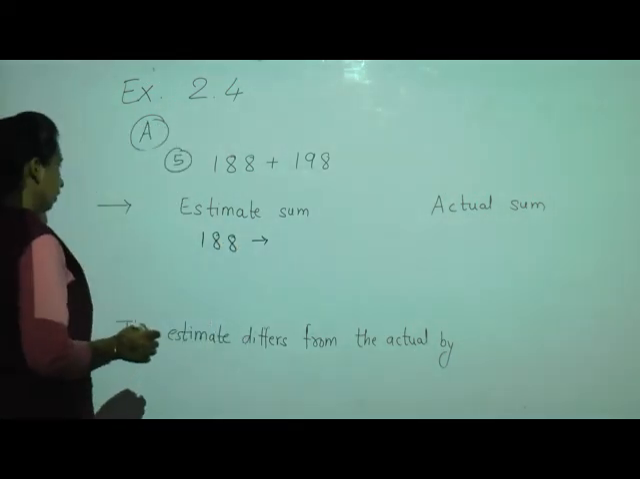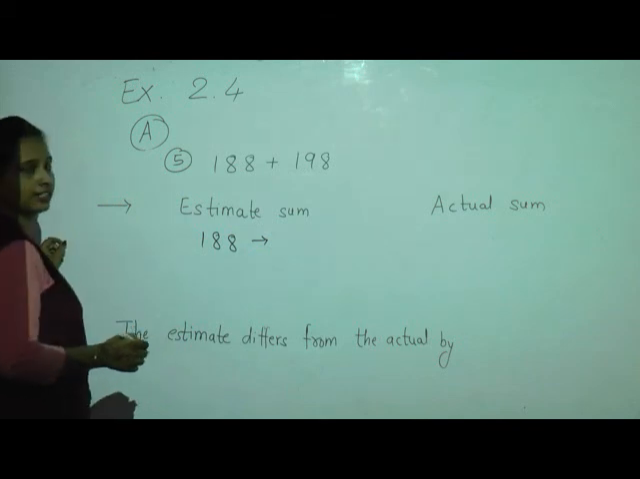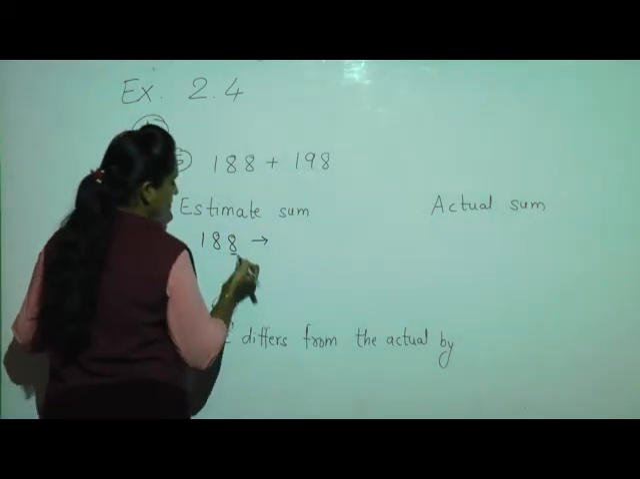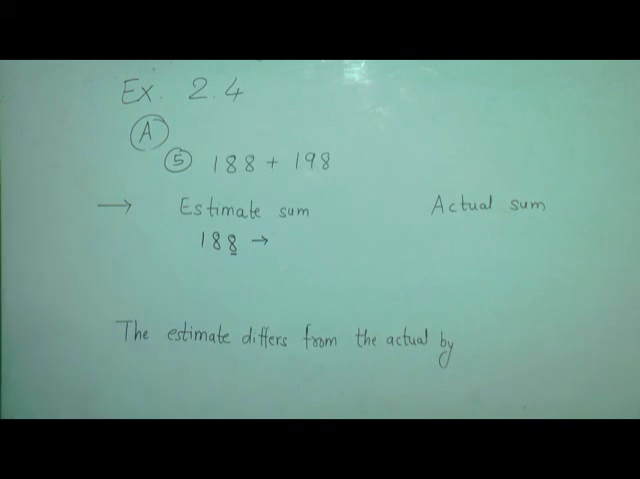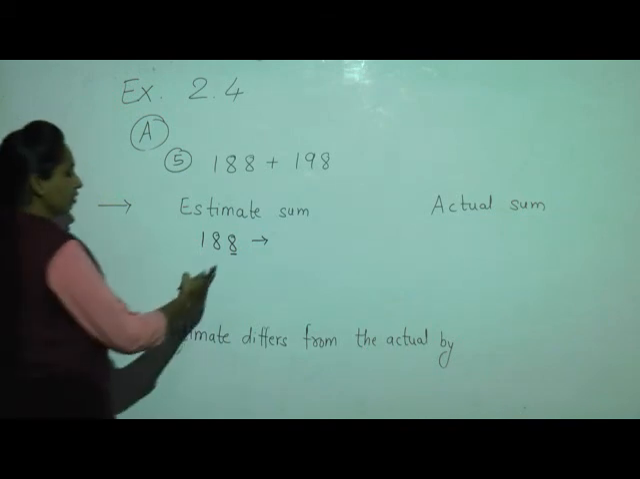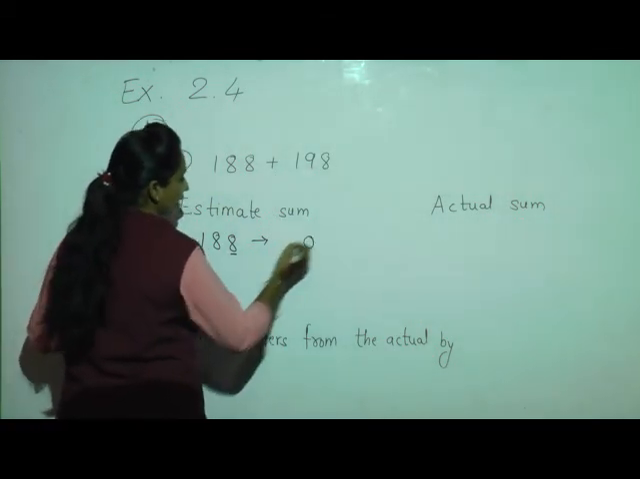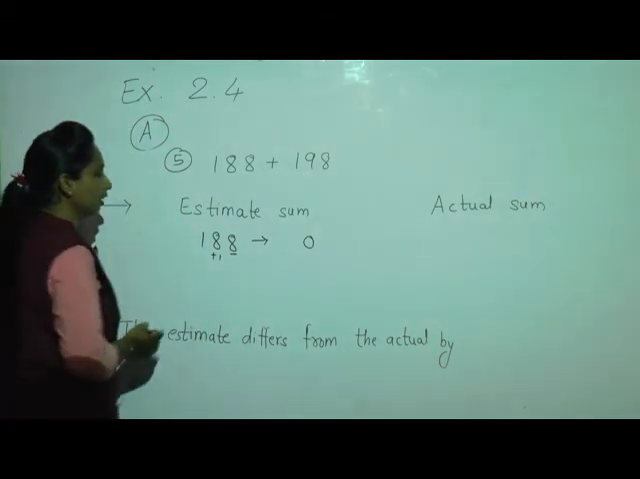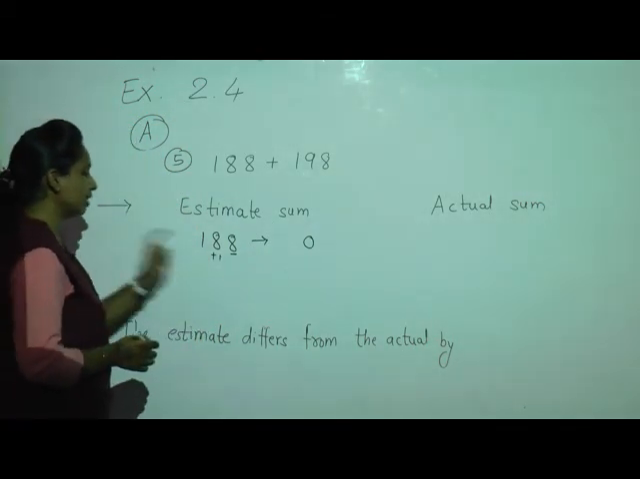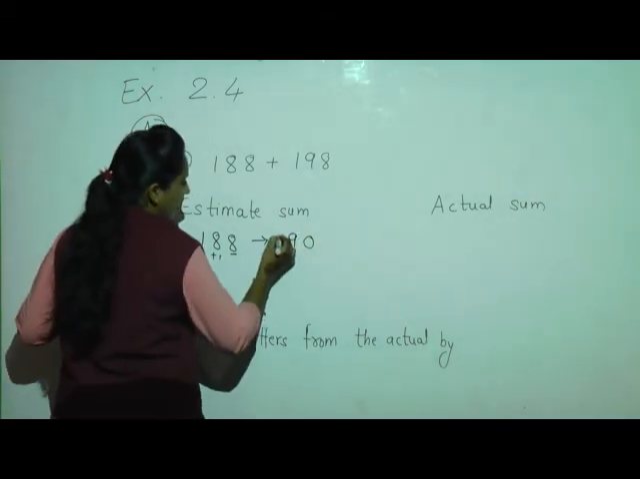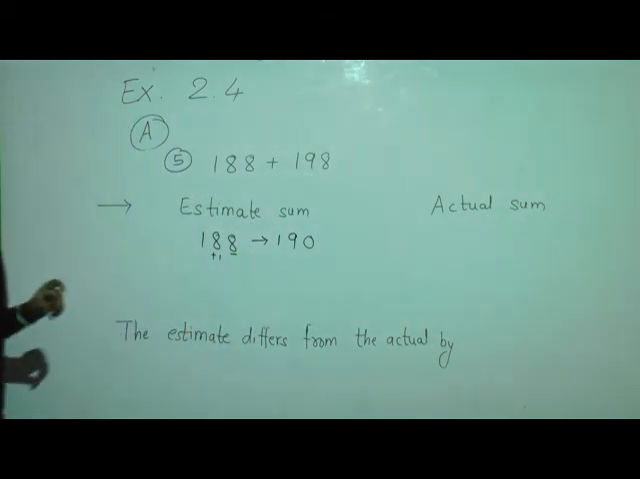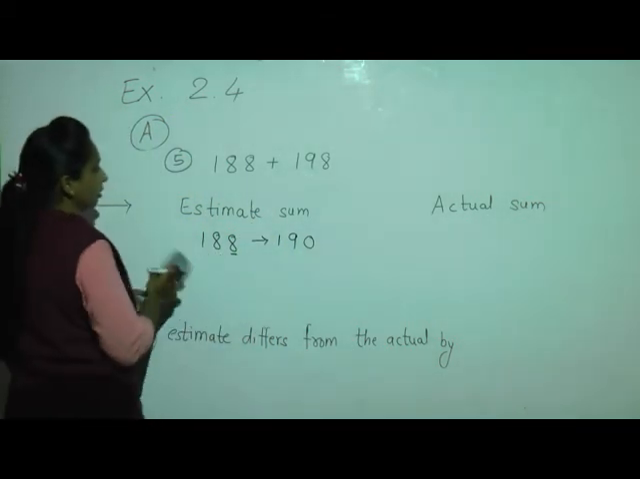First we have to find out the rounding to the nearest tens. What is there on ones? Whenever you are doing rounding to the nearest tens, underline the ones place. What is there on ones place? 8. It is more than 5. So place the 0 at ones place and add 1 to the tens place. 8 plus 1 is 9 and 1 as it is.